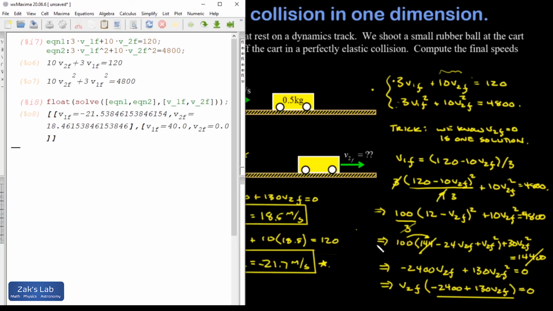It's as if the collision never happened. That's one way to conserve momentum and energy. The other one is the one we're interested in. And I can see I missed by a little bit due to some rounding error. v1 final is negative 21.54-ish. I got negative 21.7 the way I rounded. v2 final is 18.46. That rounds to 18.5.